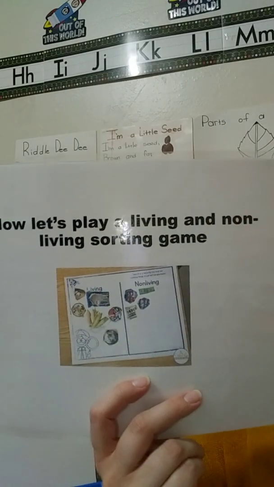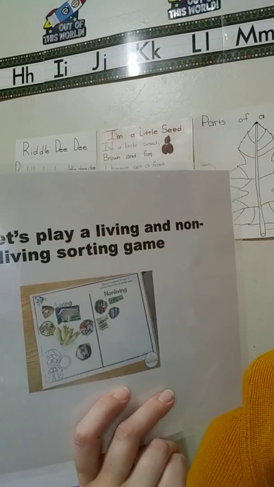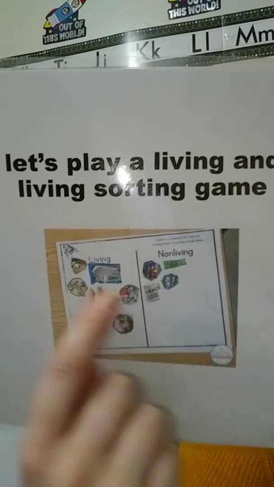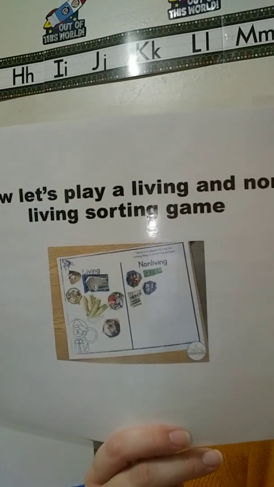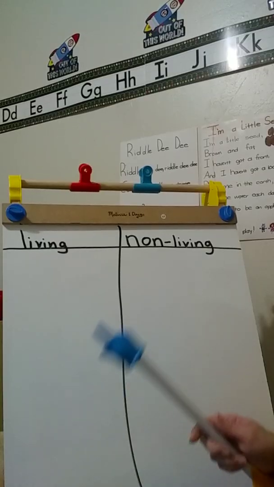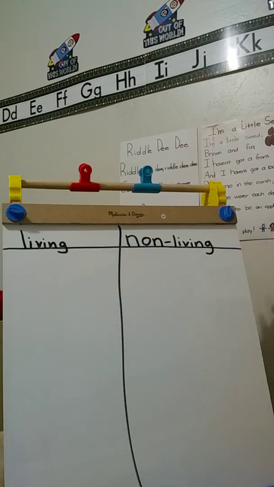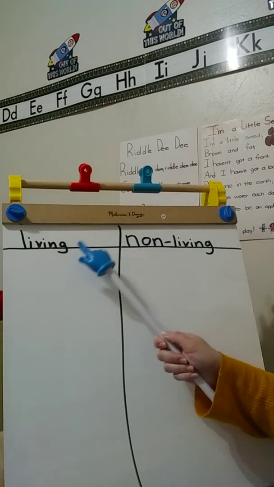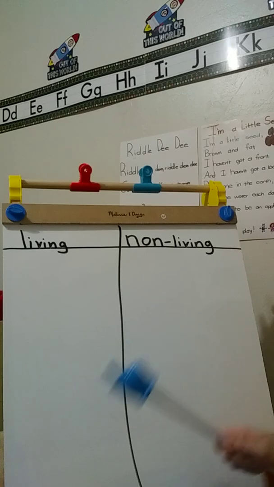Now, let's play a game. Let's play a living and non-living sorting game. Do you see? Someone sorted pictures for living and non-living things, and we're going to do that right now. Okay, boys and girls, so I made a chart of living and non-living. We're going to look at pictures and identify if something's living, we put it here. If something is non-living, we're going to put it here.